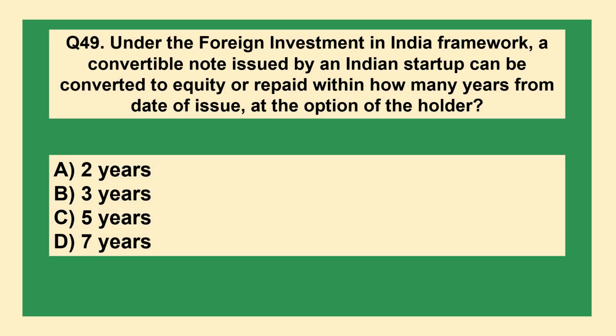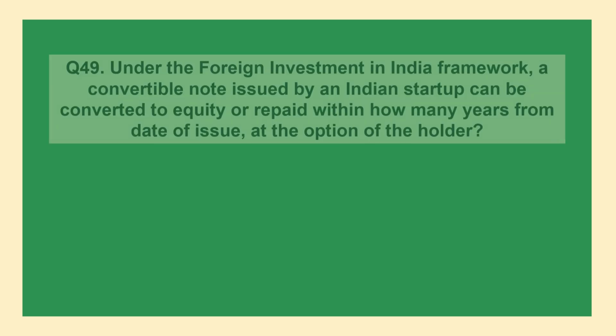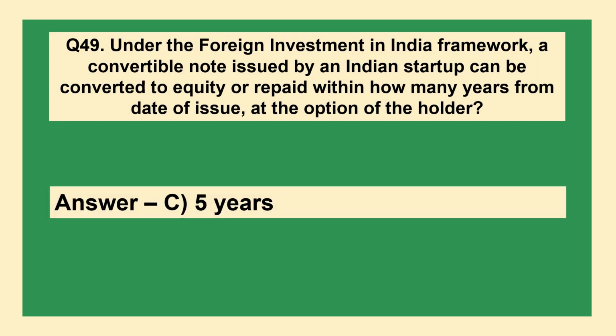Under the Foreign Investment in India framework, a convertible note issued by an Indian startup can be converted to equity or repaid within how many years from the date of issue at the option of the holder? Option A, 2 years, B, 3 years, C, 5 years, D, 7 years. The answer is option C, 5 years.